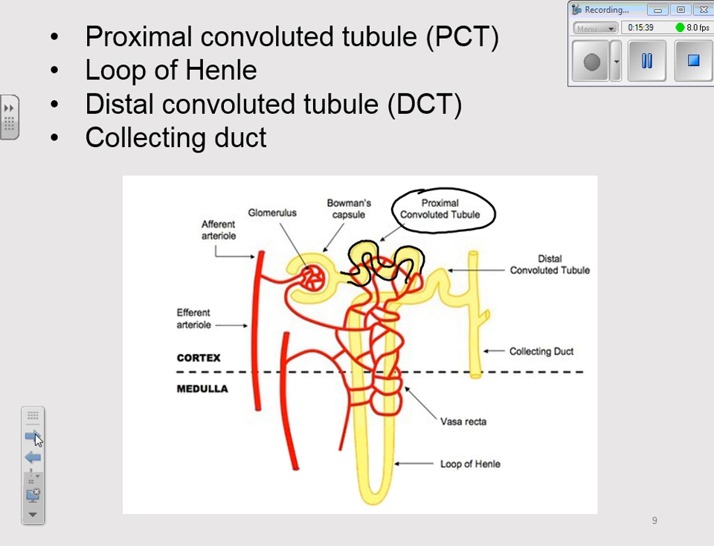Proximal means, well, anyone come across that word before? Proximal, like approximate, near, or nearest, yeah? So proximal is actually the nearest end to the start, because we consider Bowman's capsule the start, so proximal is nearest. It's actually an anatomical word, and you can talk about proximal structures in your body anyway.